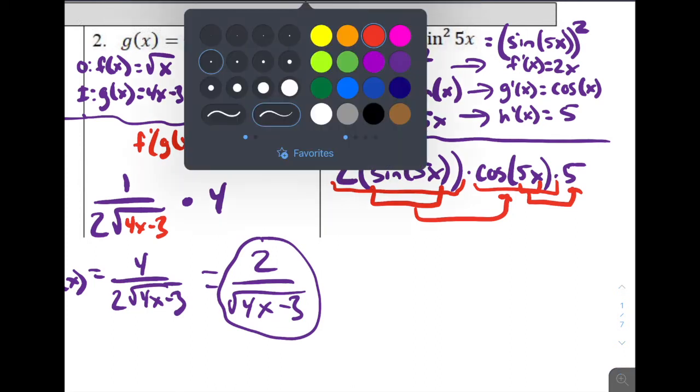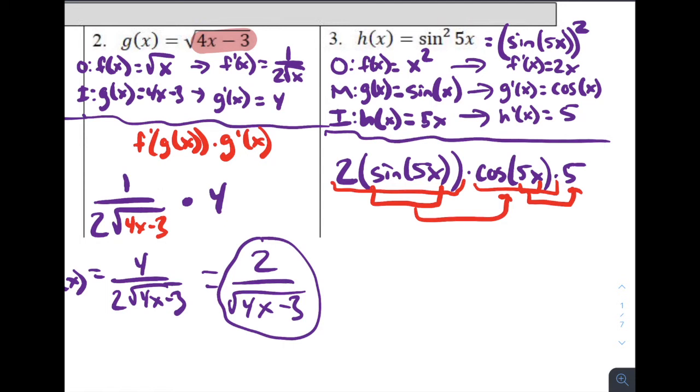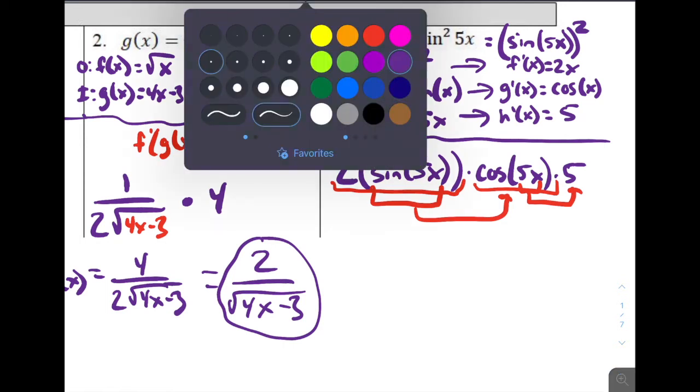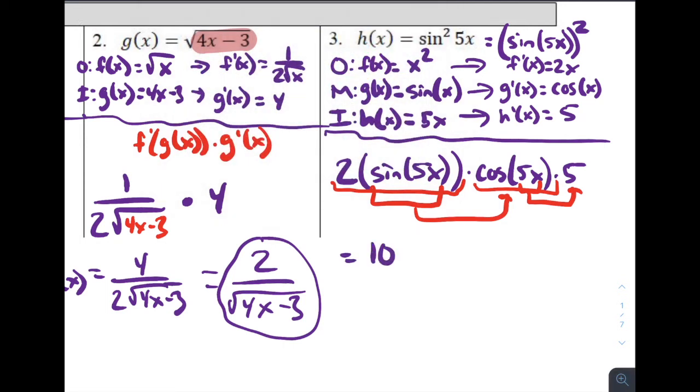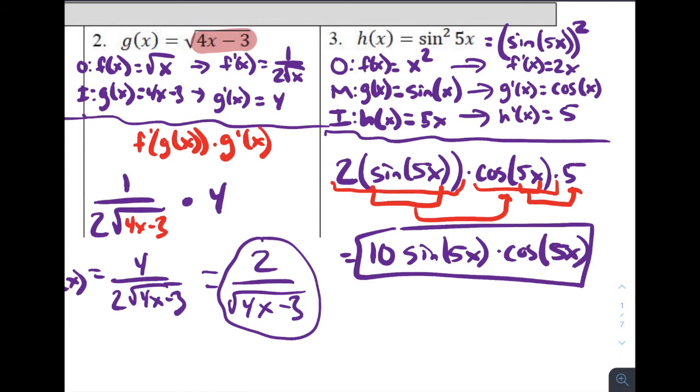How would I simplify this? I would just multiply that 2 and that 5 together. So let's do that and get our final answer here, which looks like it's going to be 10 sine of 5x times cosine of 5x. That's going to be our answer for problem number 3.